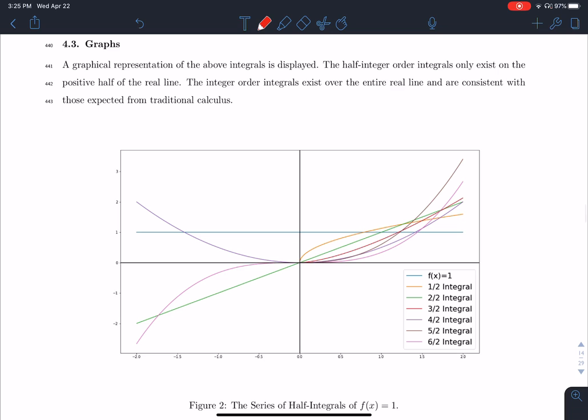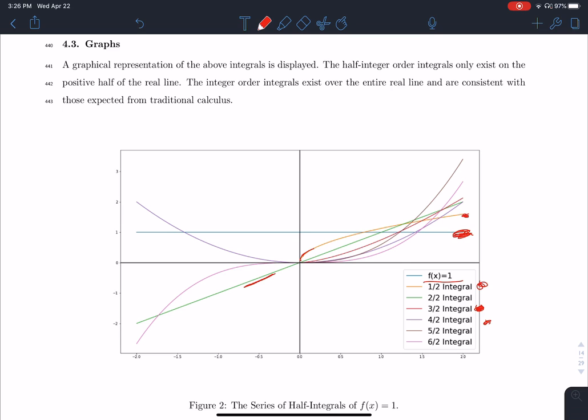Okay, I made a nice graph of this happening. I actually took a lot more half integrals than I have in this paper. And if we start with f of x equals 1, that's this constant, then we can look at 1/2. And notice this is kind of halfway between a constant and a linear graph. So that's interesting. And then if we look at 3/2, that's kind of halfway between linear and quadratic.